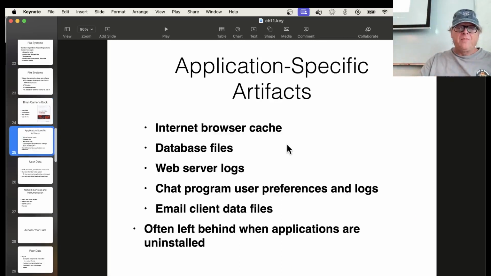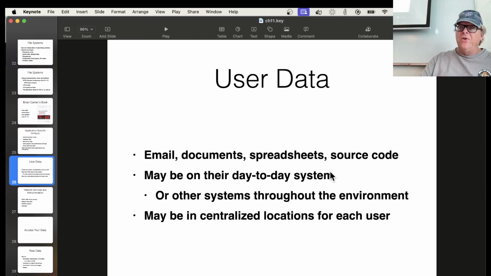All right, then you've got the browser cache. Your local copies of web pages you've been going to, databases and server logs, chat programs and email programs. All these things often leave data behind even when the application is uninstalled. So you might find stuff there. And your user data, of course. Stuff that goes in your documents folder, spreadsheets, and all that jazz.